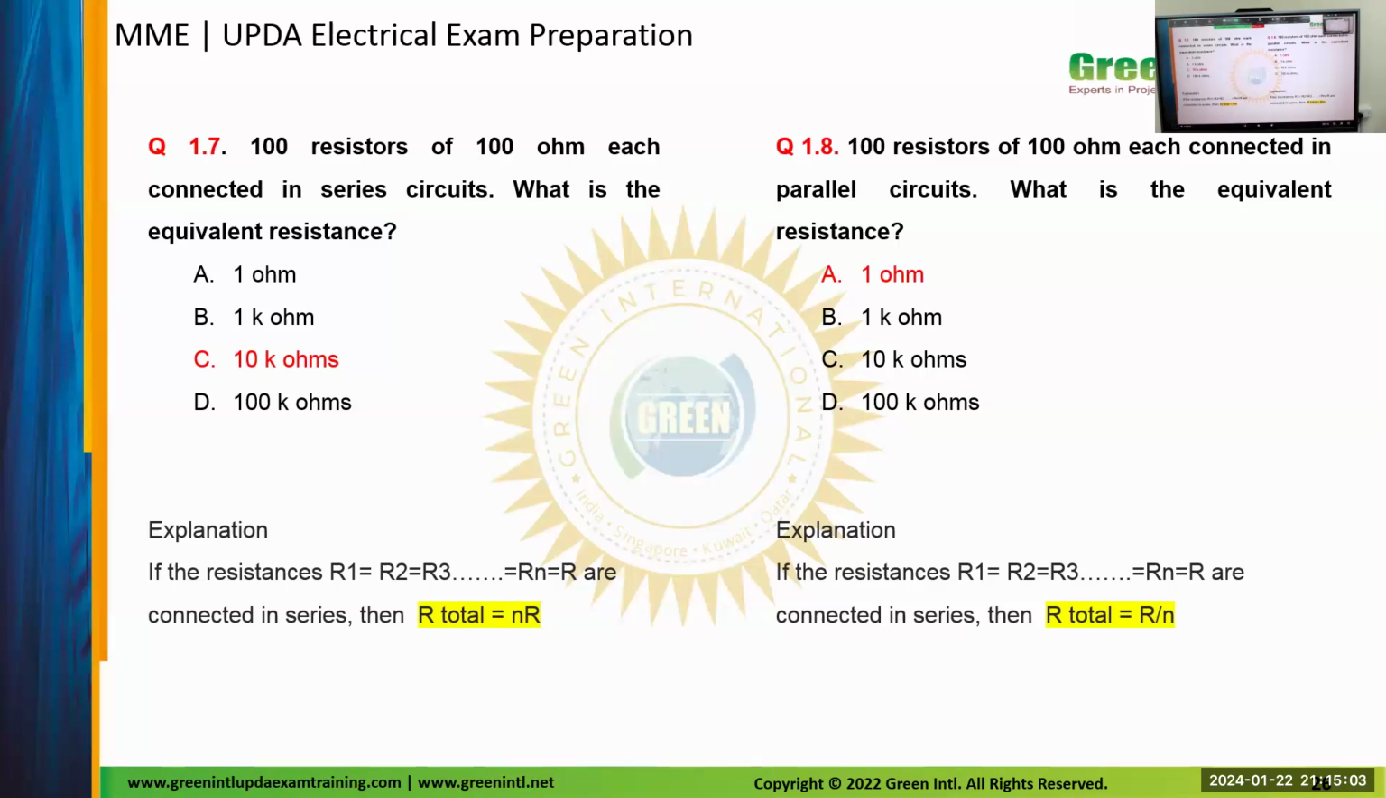So 100 resistances, each resistance having 100 ohms. Here it's a series circuit, so the formula is N into R. That's why we use 100 into 100. On the other hand, we have a parallel circuit. The formula is R by N. So 100 by 100, we have 1 ohm.